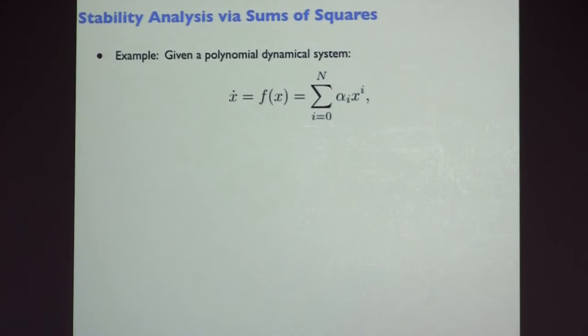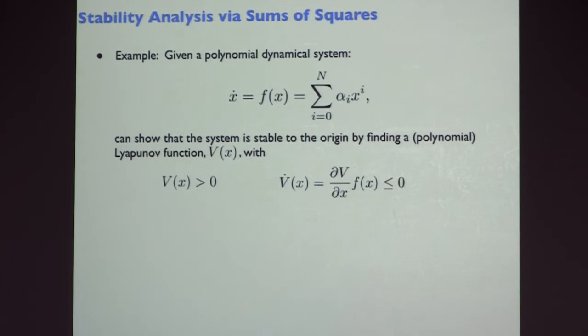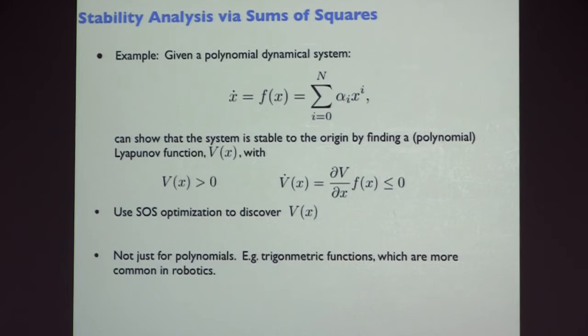Okay, so let's see if we can take the sum of squares analysis, the ability to search over positivity of polynomials, and use it to automatically discover the Lyapunov function. If I give you a polynomial dynamical system and you want to prove it's stable, what you have to do is search over Lyapunov functions which are positive, that's a sum of squares constraint, and such that the derivative, which is the gradient of a polynomial times another polynomial, so still a polynomial, is less than zero. That's just two sums of squares constraints, and we can use sums of squares optimization now to discover a V that proves stability of the system. It's not just for polynomials, the theory is deeper for polynomials, but we do it for trigonometric functions by working on the quotient ring and doing all these extra things too.